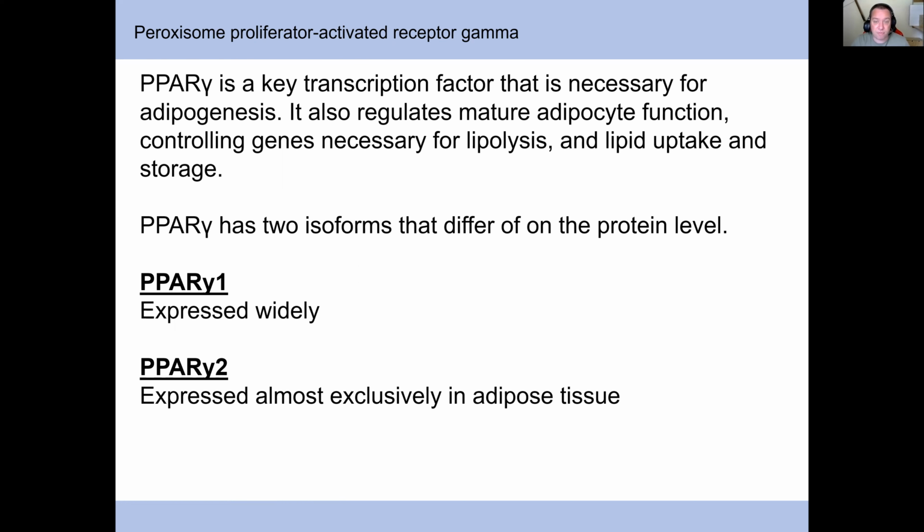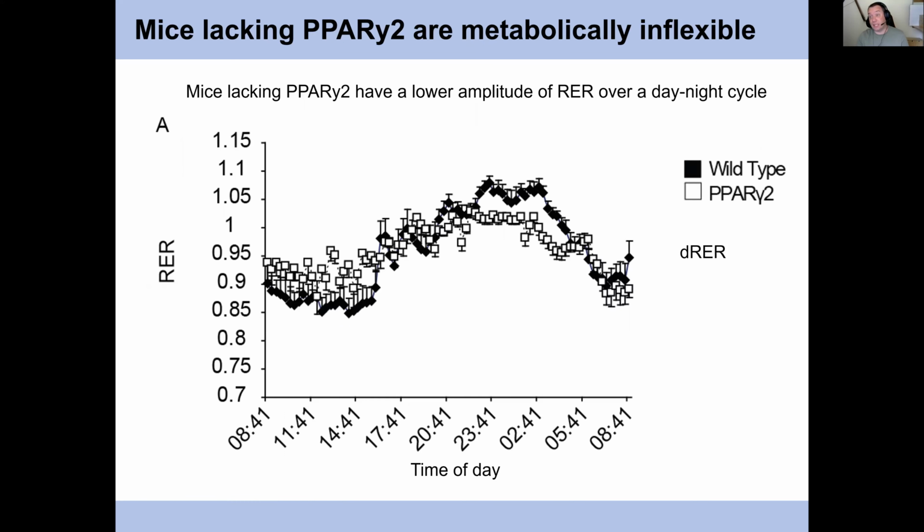It has 2 isoforms. They differ at the protein level, but the key thing for us was that gamma 1 is expressed widely, and the second isoform, gamma 2, is expressed almost exclusively in adipose tissue. So when we deleted this gene, we could look at the effect of reducing PPAR gamma in adipose tissue. The first thing we saw in these mice was that lack of PPAR gamma 2 did make the animals metabolically inflexible. It's not as extreme as the AZIP mice, which were a flat line, but they had a compression in the amplitude of their respiratory exchange ratio.